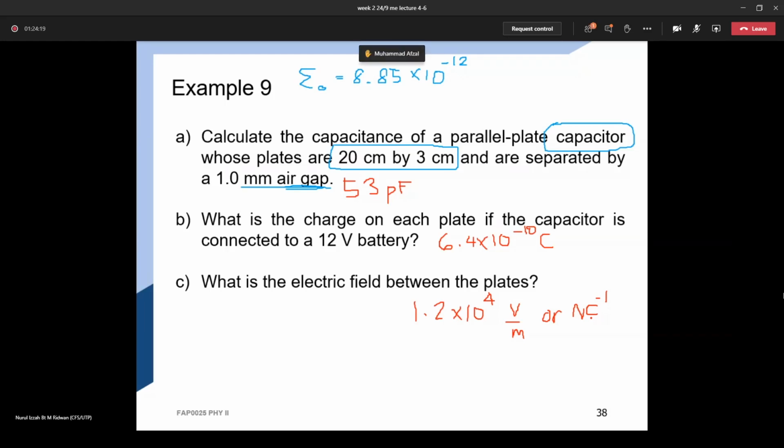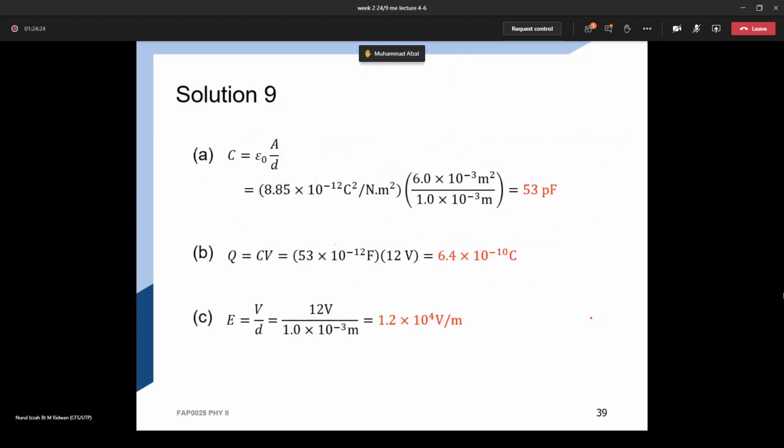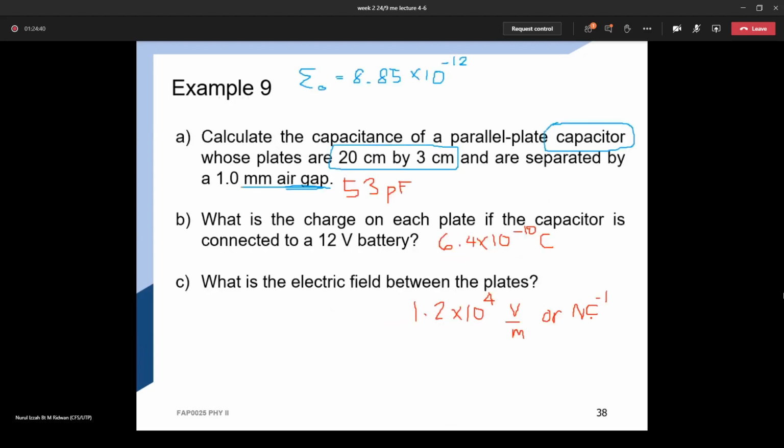Okay, Afiq already got the answers, so I'll just show you all these answers. This is where we have capacitance, Q and E calculated this way. Because you already finished calculating, listen here very, very carefully. You see the question here: what is the charge on each plate if the capacitor is connected to a 12-volt battery?